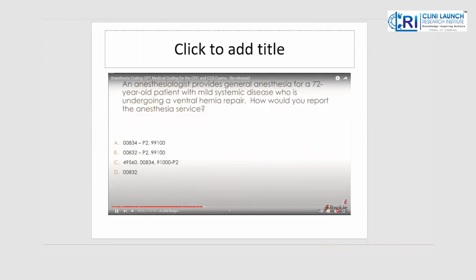Yes, ma'am. Okay. The next example is an anesthesiologist provides general anesthesia for a 72-year-old patient with mild systemic disease who is undergoing a ventral hernia repair. What would you report for the anesthesia service? So the scenario is giving anesthesia for the ventral hernia repair for a 72-year-old patient who has mild systemic disease.